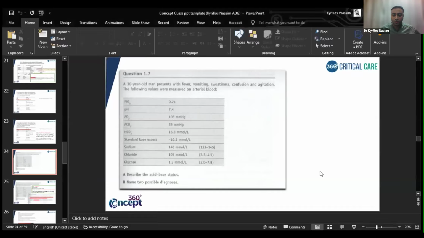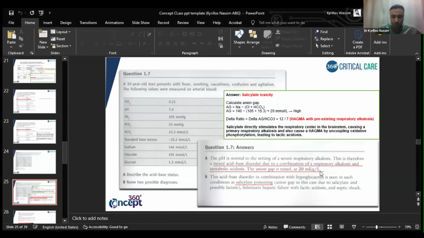Let's go to the answer. This is a triple acid disorder. How do I know it is triple acid? Let's go to the last of the answers. It is a salicylate toxicity. Here, there is a pH of 7.4, PCO2 of 25, and the bicarbonate is 50.